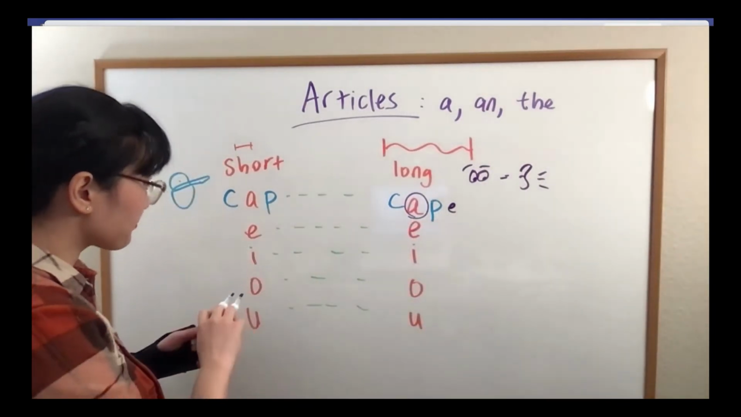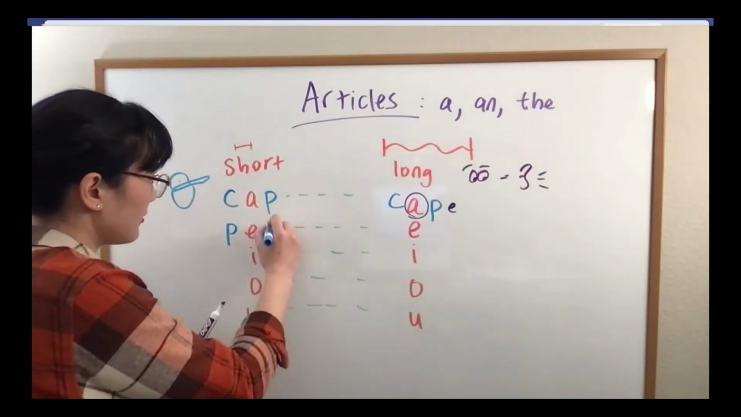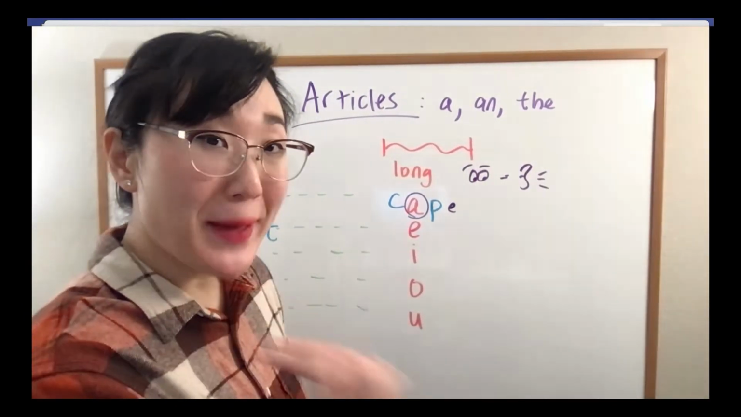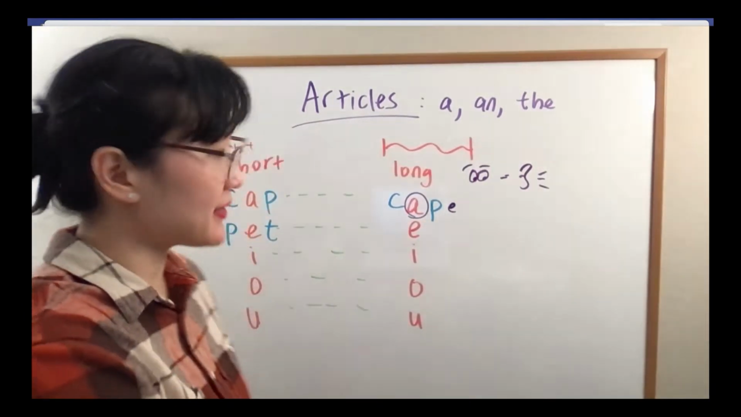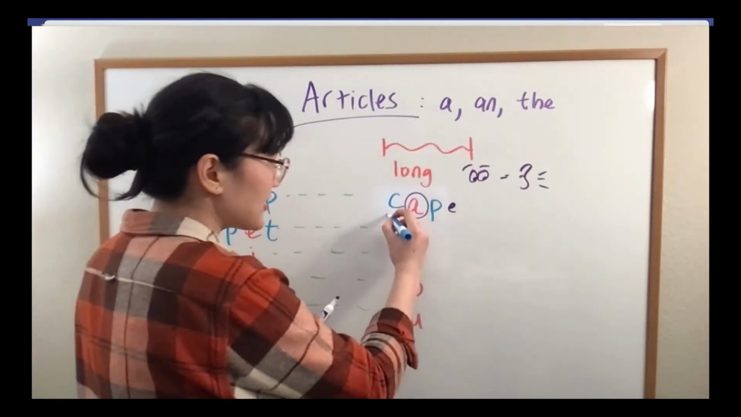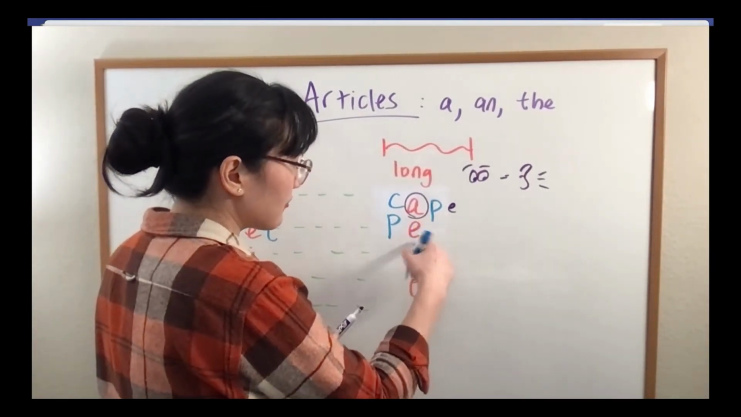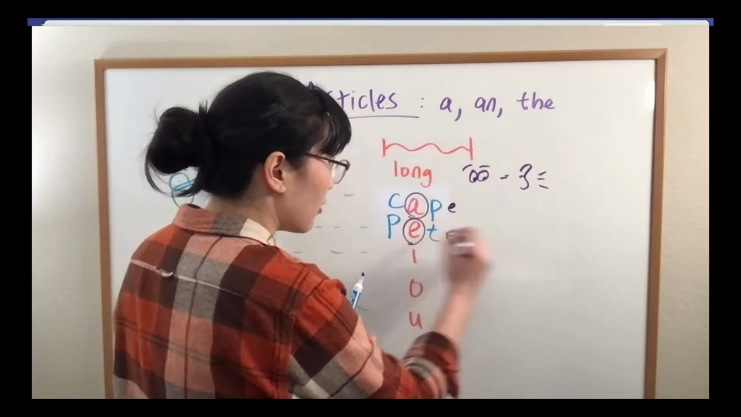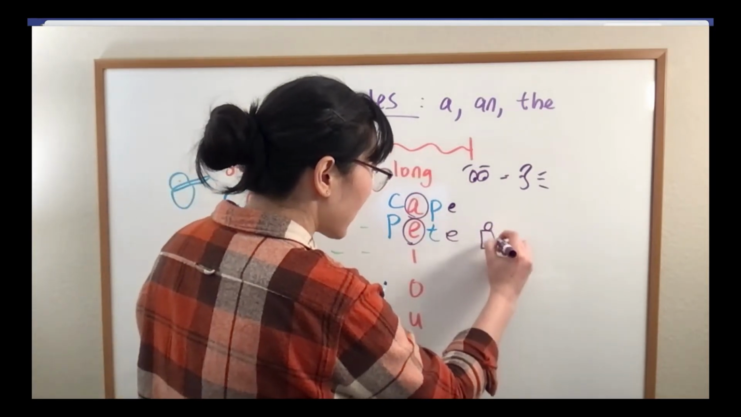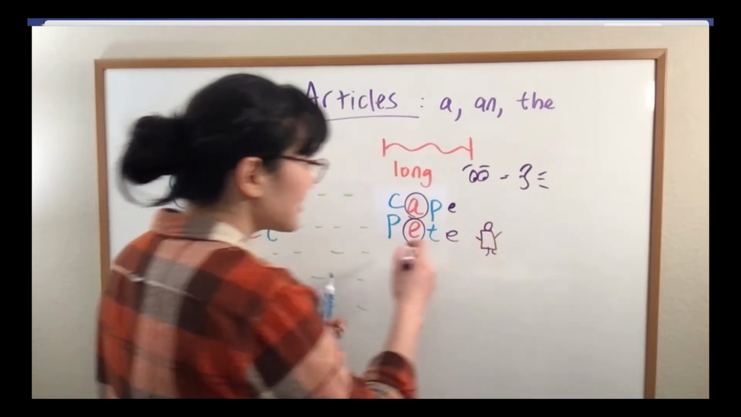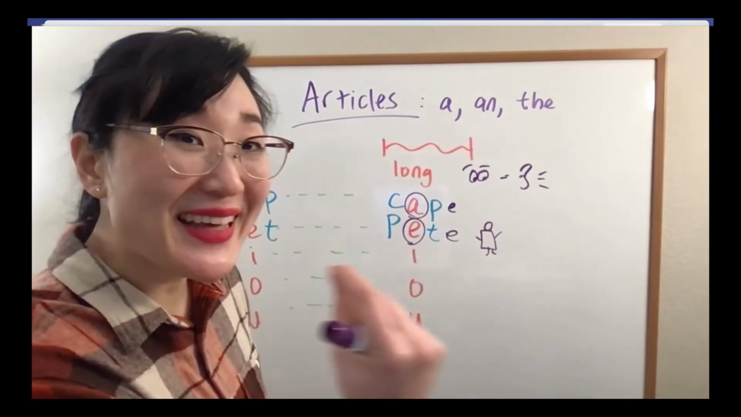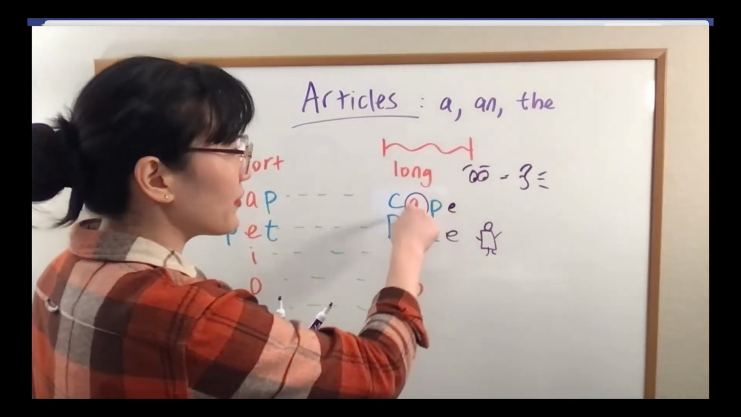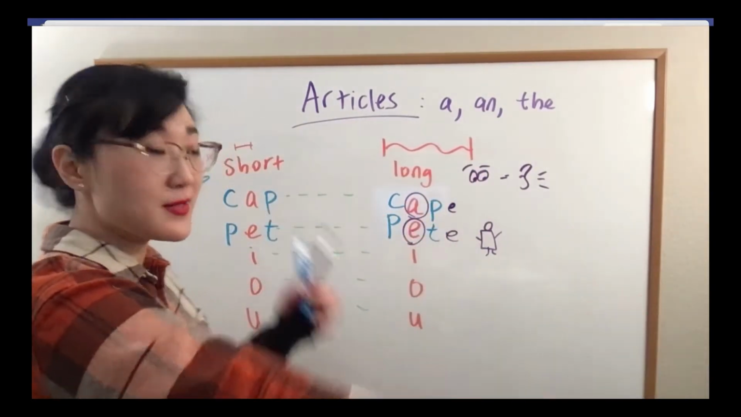What about this one? Pet. Pet. Over here, what about this man's name? So consonant, vowel, consonant plus an E. So I'm going to pronounce this as a long vowel sound. This is a man's name. His name is Pete. We do not pronounce this. We focus on this long vowel sound.